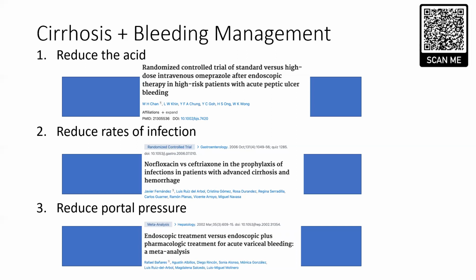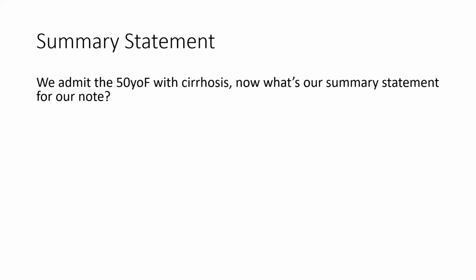Questions on this? It's a big slide. Wouldn't reducing the acid be beneficial in anybody? Yep, yeah. So any patient who comes in with an upper GI bleed, you want to give them a PPI, but especially in cirrhotics. You don't want to forget it. Okay, great questions. All right, so let's move on to writing our note.